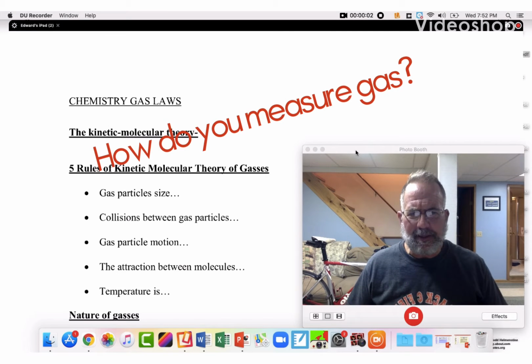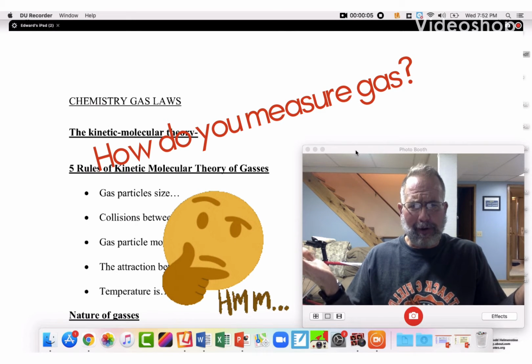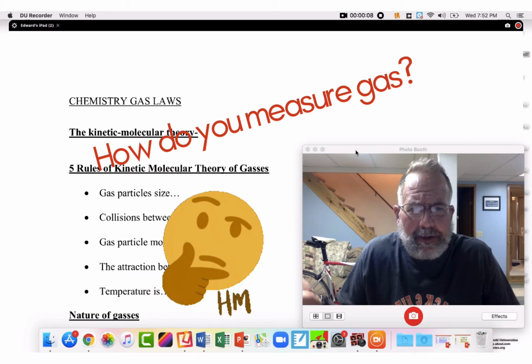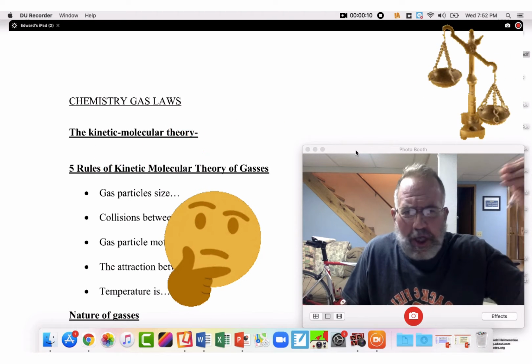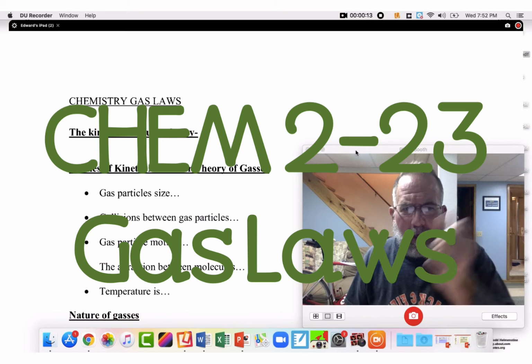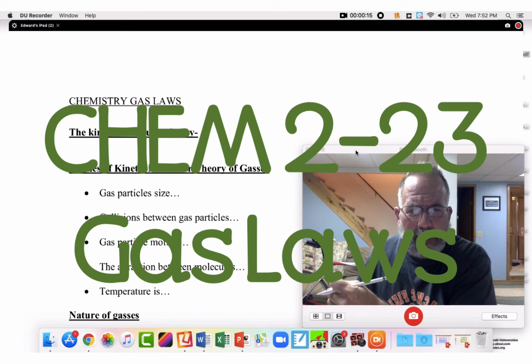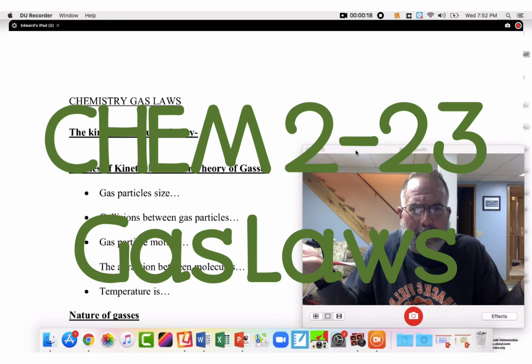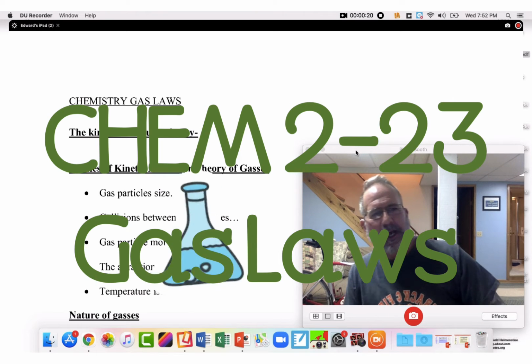Measure gases, right? You can't put them on the balance. You can jam as much gas as you can fit into a jar, so you can't really just measure by a container. What are we going to do? Well, that's what this chapter is about.